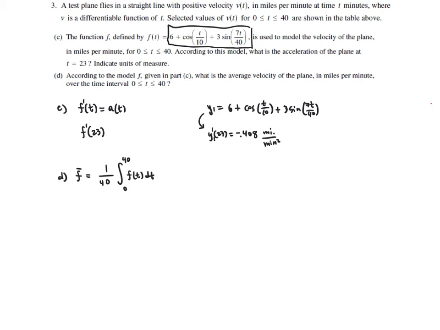And it looks like the average velocity, f bar, which is the average velocity of the plane based on the model f, okay, I just put that there to kind of note what f bar really means, ends up equaling 5.916 miles per minute.